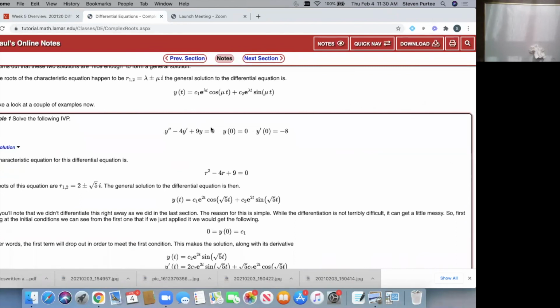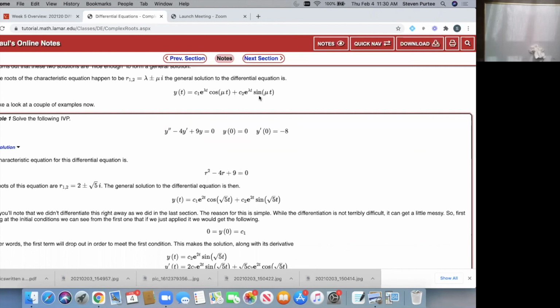Okay, so here's our original DE. We get this characteristic polynomial. Notice it's really just the same coefficients. And here are the roots: 2 plus or minus square root of 5 i. Just use the quadratic formula to get that.